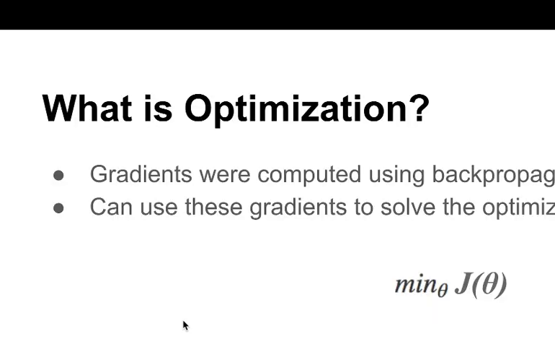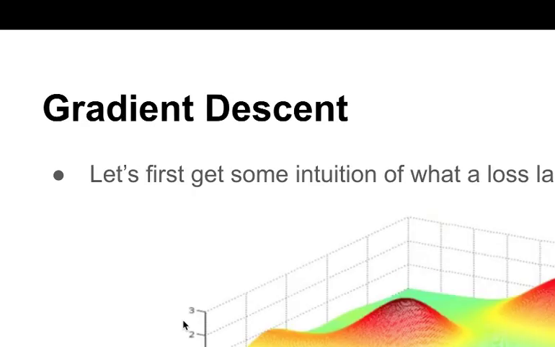Alright, optimization. Now that we calculate the gradients, how can we use these gradients to get our model to perform better, right? So what is the whole idea of optimization? The question that we want to ask is, can we use these gradients to solve the optimization problem where we want to minimize the loss function, right? Because remember that the loss function is a measure of error. We want to minimize the error that our model has. So intuitively, we want to do some sort of gradient descent, right? And what exactly is gradient descent?